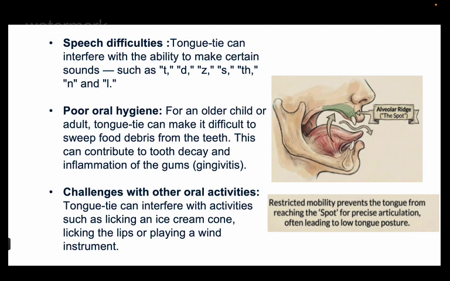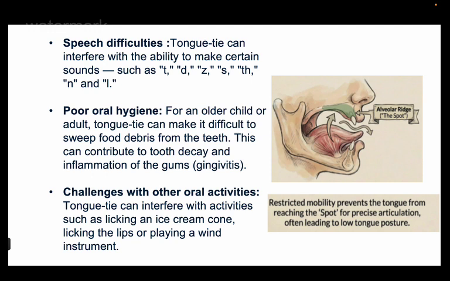And then you can have speech difficulties. As age advances, the patient will have childish speech or pronunciation which cannot be made clearly. They have difficulty with the ability to make certain sounds such as T, D, Z, S, th, N, and L. Then poor oral hygiene: for an older child or adult, tongue tie can make it difficult to sweep food debris from the teeth. This can contribute to tooth decay and inflammation of the gums.